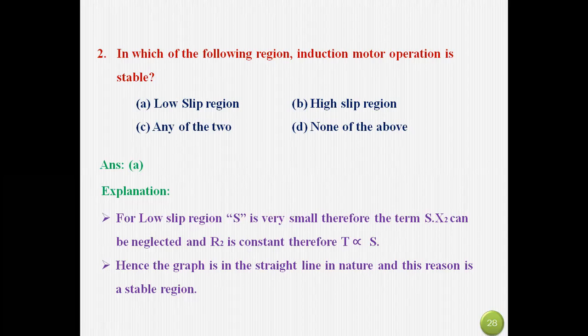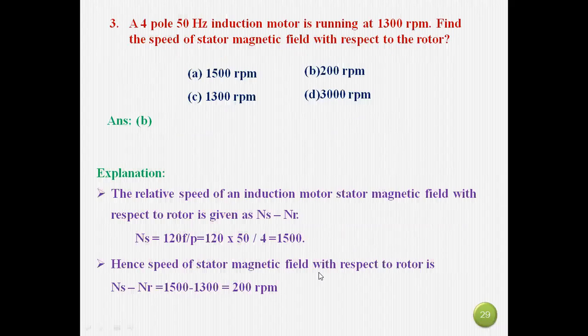We have seen there, we are supposed to find how we get the induction motor stable. If the value of slip S is small, at that time you can neglect S into reactance and take resistance as a constant, so you will directly get torque directly proportional to S. So we can see the graph will be a straight line. So we can say that region is a stable region.